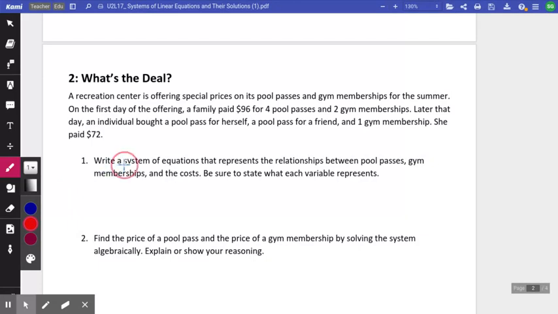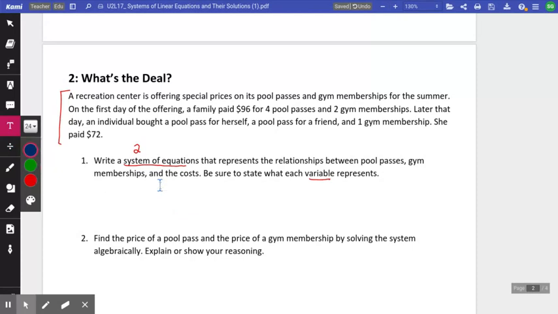Notice it's asking us to write a system of equations. Right away, that's a clue that you should be writing 2 equations. It also tells us to make sure you are defining your variables and what your variables represent. I'm going to have you go ahead, pause the video, and see if you can come up with a system of equations that represents this scenario here.